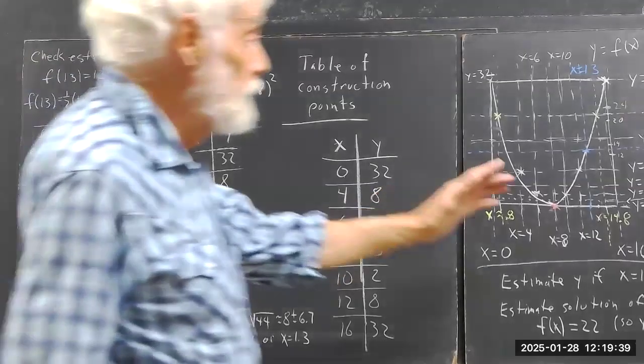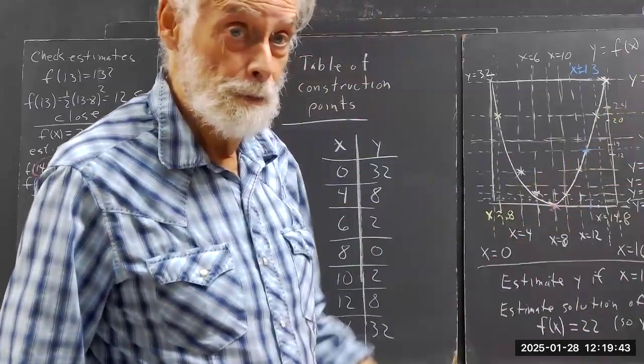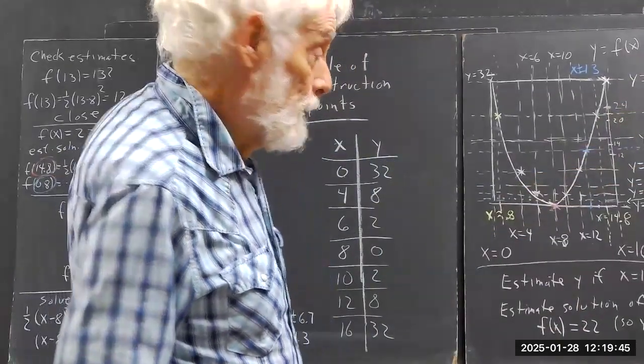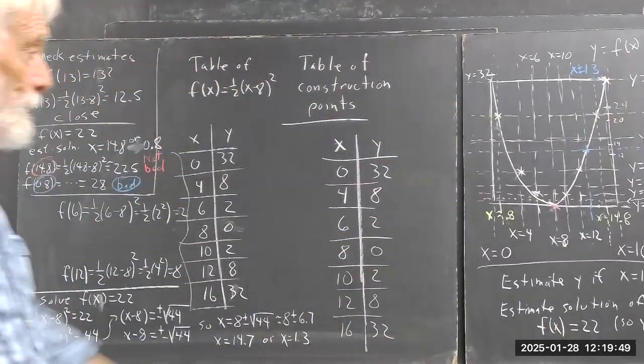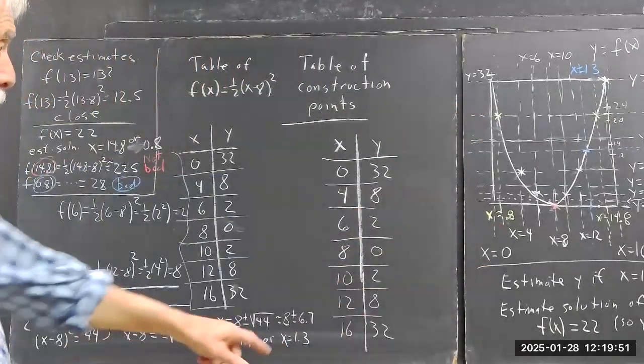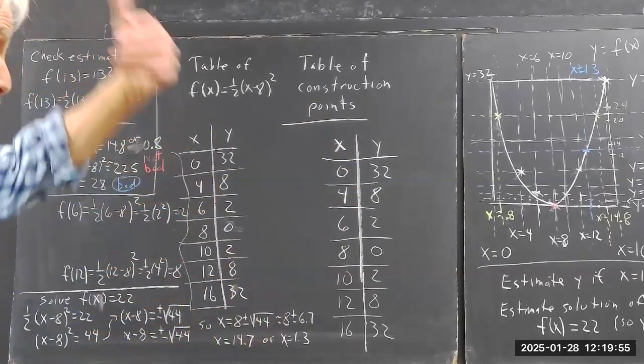Okay, and the graph is pretty steep over here. It's changing pretty fast, so getting that close is pretty good. Okay, but I made up for it by being really bad over here. I estimated 0.8, it should have been 1.3. I was off by half a unit.